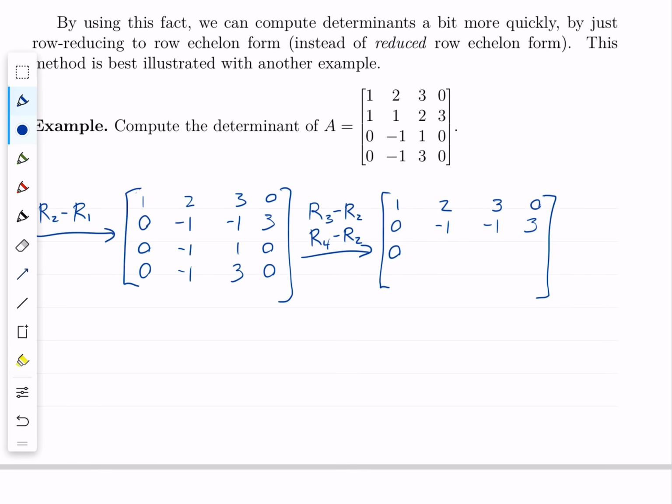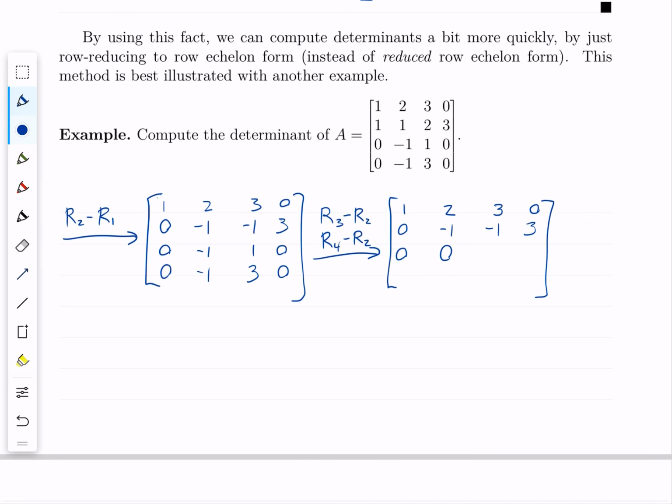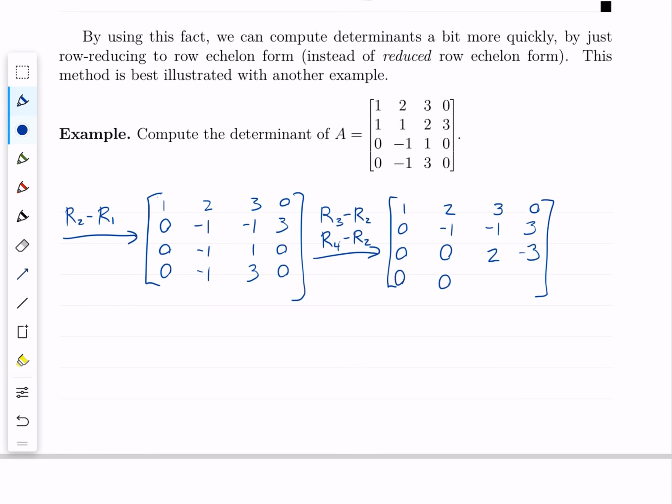0, and then -1 minus -1. Be careful of your double negatives here. It's -1 plus 1, you get a 0 there. That's why we did that row 3 minus row 2 row operation. And then 1 plus 1, again, double negative here. We're going to have a 2 there, and 0 minus 3 is -3. And then row 4, 0, and again, double negative here gives us a -1 plus 1 is 0. Be careful there. 3 plus 1 is going to be 4, and then 0 minus 3 is -3.